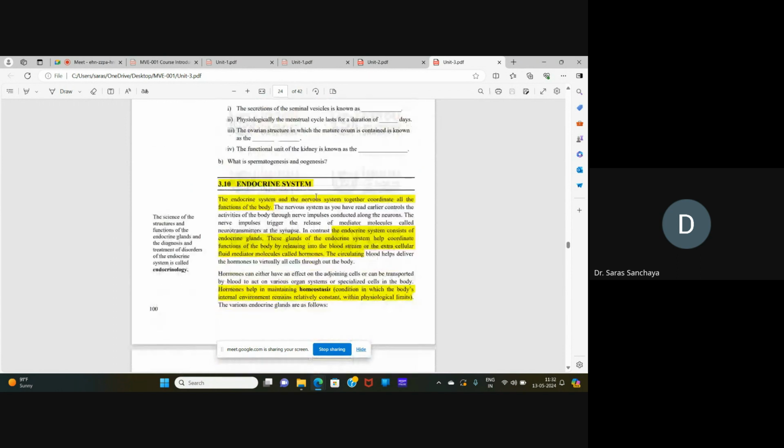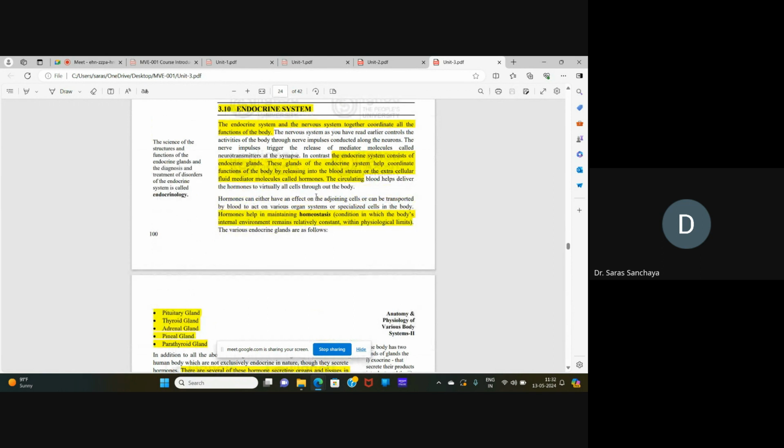Now we come to the endocrine system. The endocrine system and the nervous system together coordinate all the functions of the body. The endocrine system consists of endocrine glands. These glands help coordinate functions of the body by releasing mediator molecules called hormones into the bloodstream or extracellular fluid. The circulating blood helps deliver the hormones to virtually all cells throughout the body.